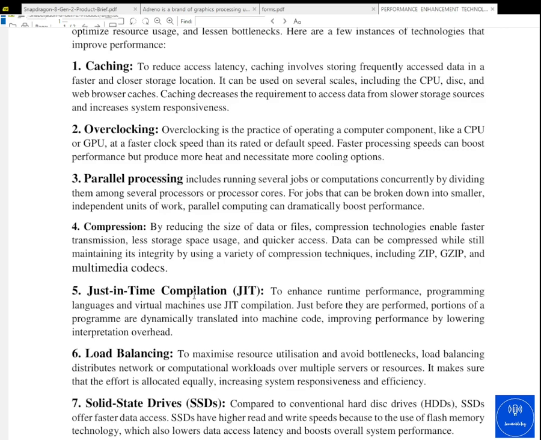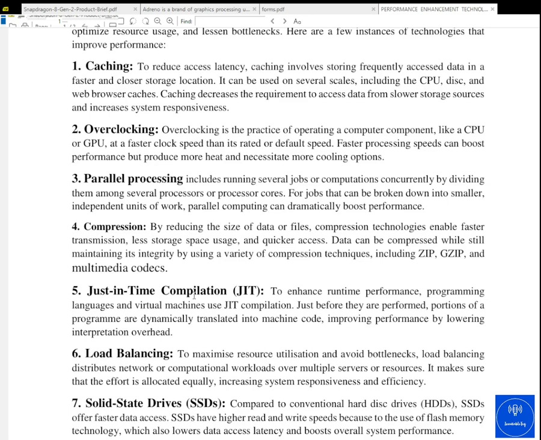So when the tasks are presented to the processor, they are divided into smaller chunks, then delegated to these other cores. That way, the general performance of the computer is greatly improved. For jobs that can be broken down into smaller independent units of work, parallel computing can increase the performance of a computer in a very great way.